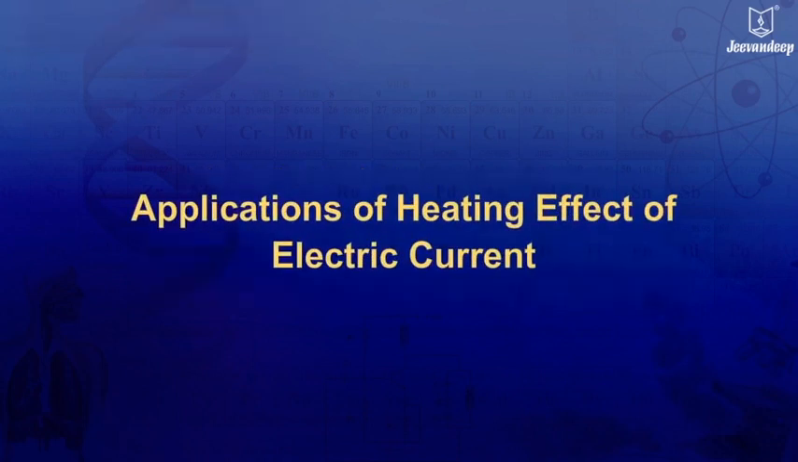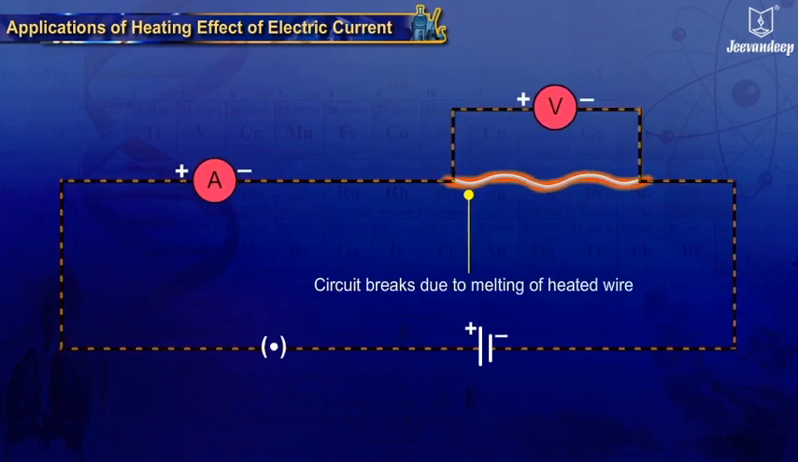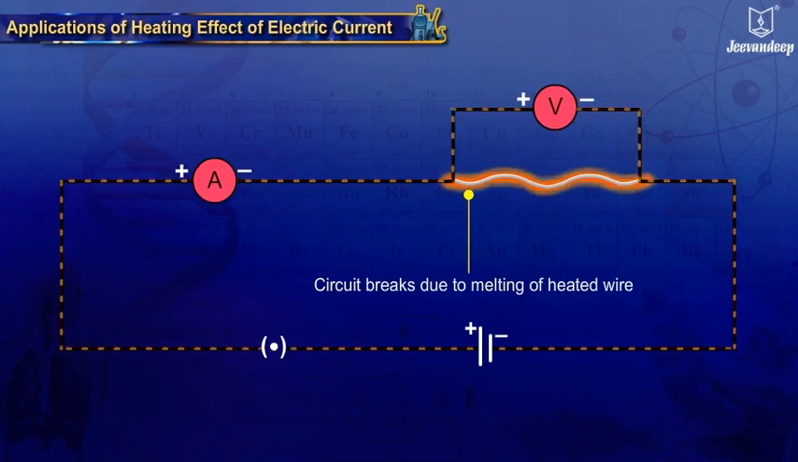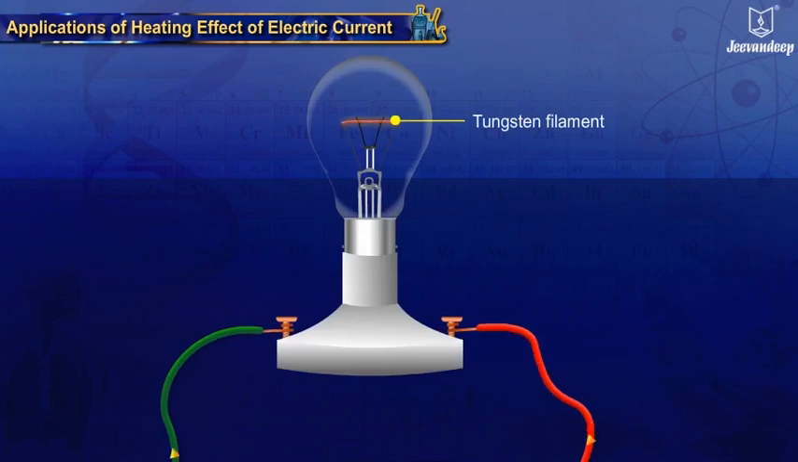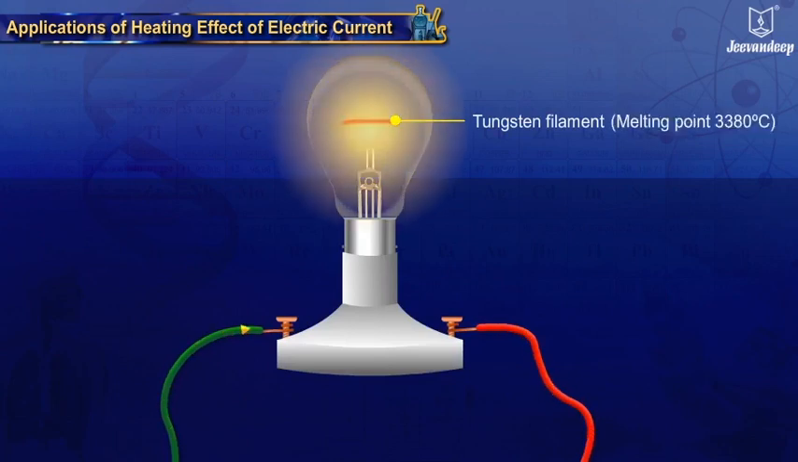Applications of heating effect of electric current. Although heating in an electric circuit increases the temperature of the components, altering their properties adversely, it also has many useful applications, such as when the tungsten filament with melting point 3380 degrees centigrade in an electric bulb becomes hot, it emits light. The bulbs are filled with chemically inactive gases like nitrogen and argon, which prevent oxidation of the filament, thus prolonging its life.